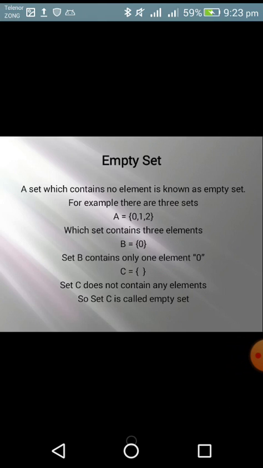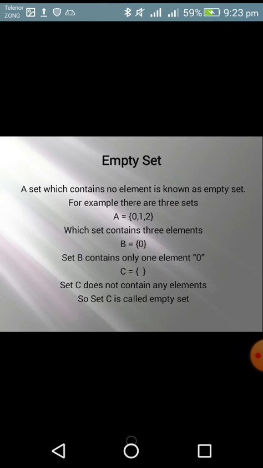Now set A contains three elements, so we cannot say that A is an empty set. Now set B contains one element, which is 0. Therefore we cannot say that B is an empty set. So set B contains only one element.